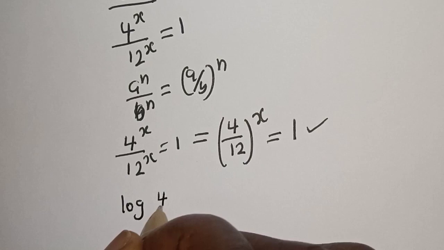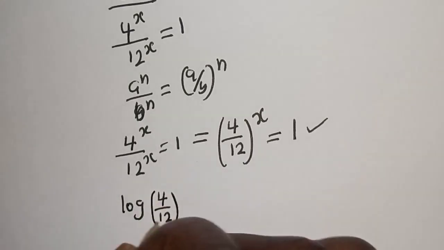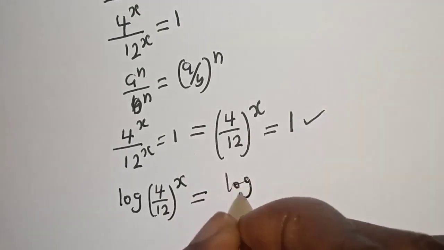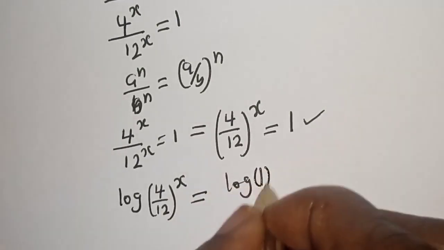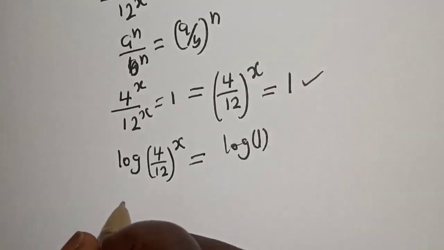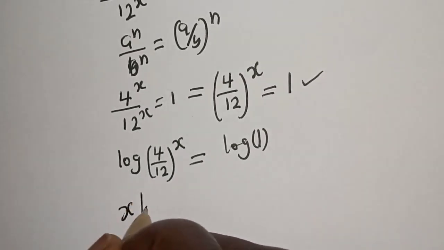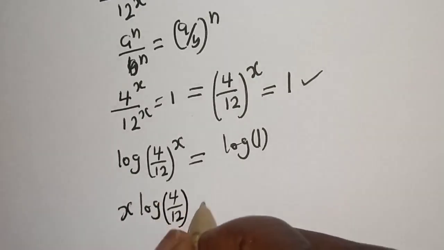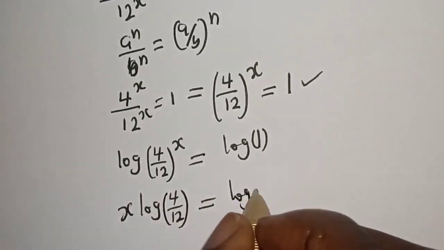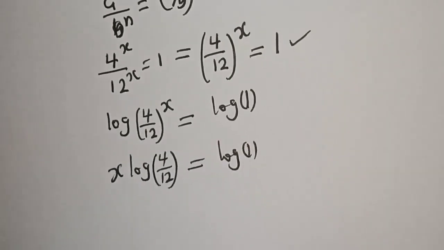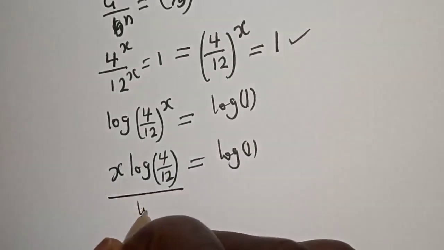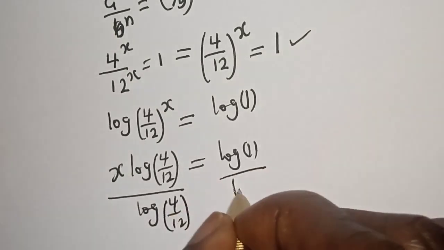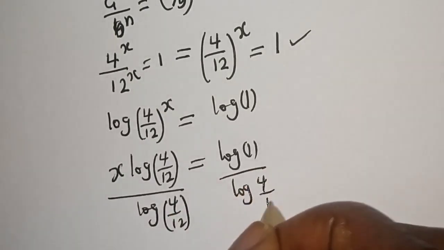Log of 4 over 12 raised to power s is equal to log 1. s log 4 over 12 is equal to log 1. Let's divide both sides by log 4 over 12.